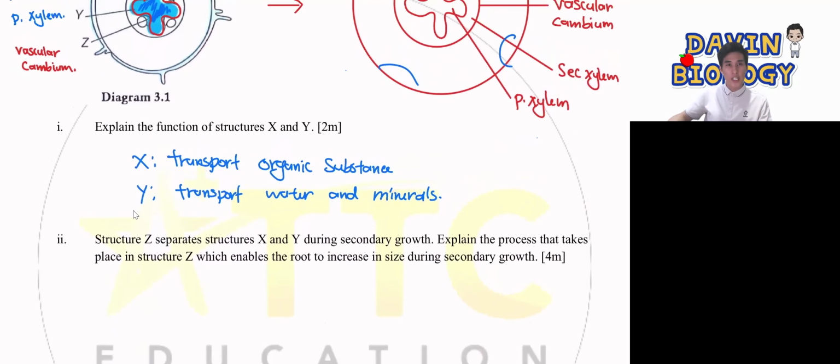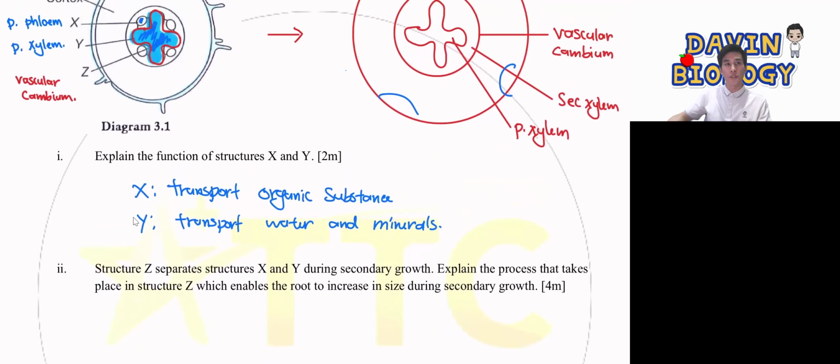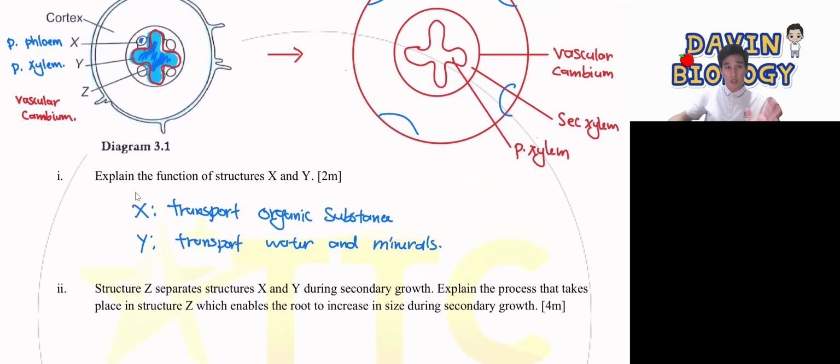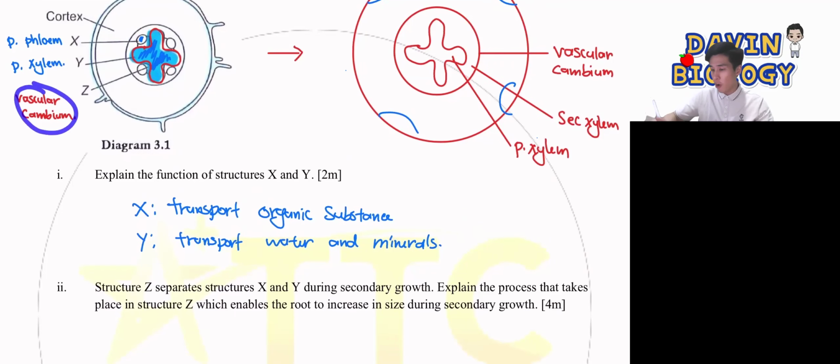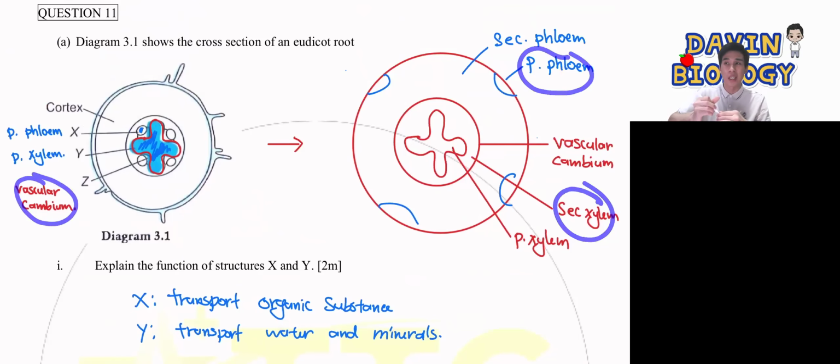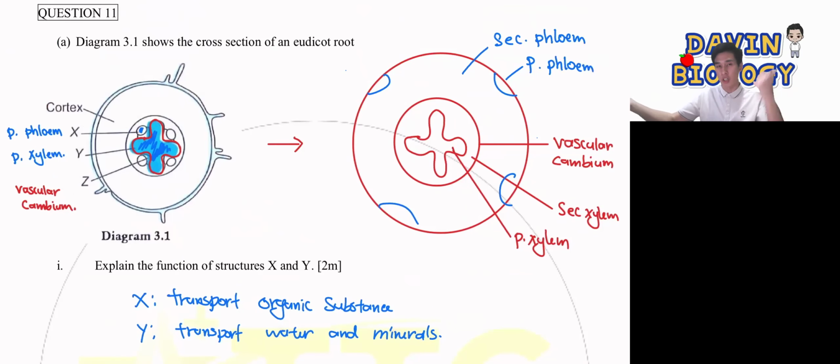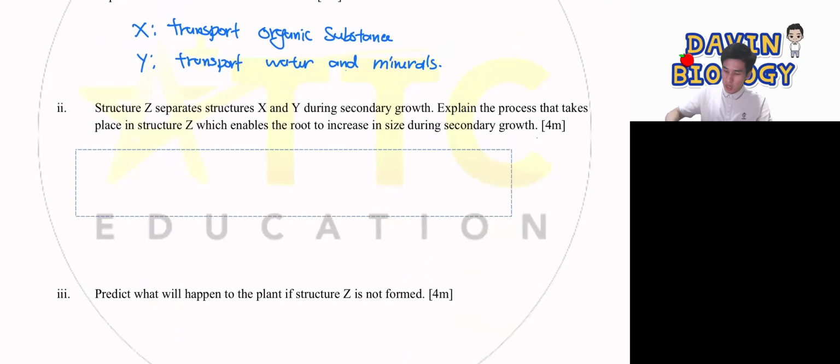Structure Z separates structure X and Y during secondary growth. Explain the process that takes place in structure Z, which enables the root to increase in size during secondary growth. Exactly like I told you just now. So during secondary growth, what does this thing do? Same. Mitosis, form secondary xylem and phloem. That's exactly what we need to say, just like what we did earlier. Okay, so this one shouldn't be a problem.